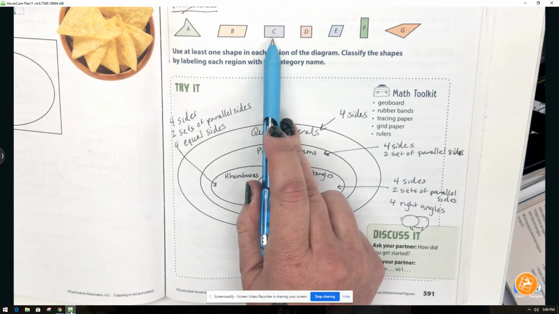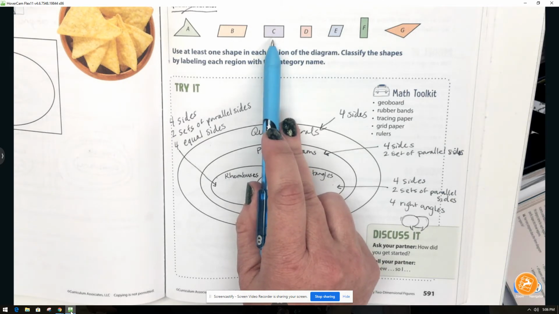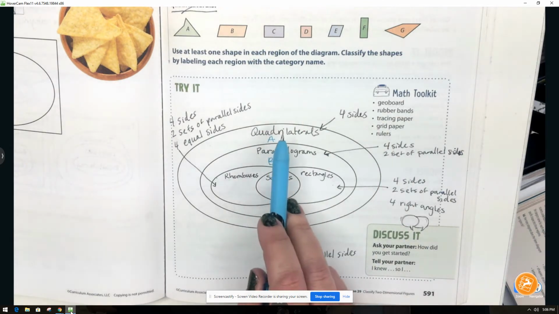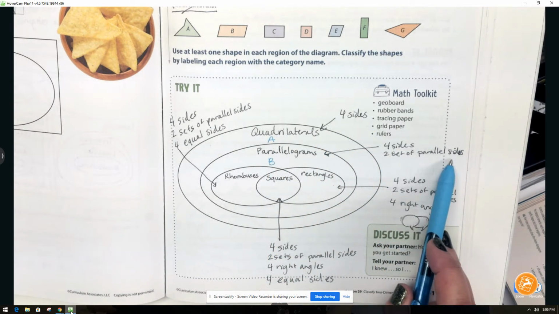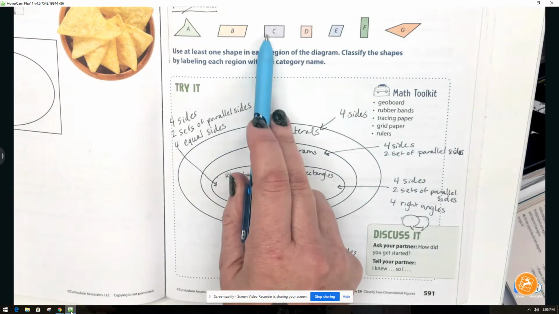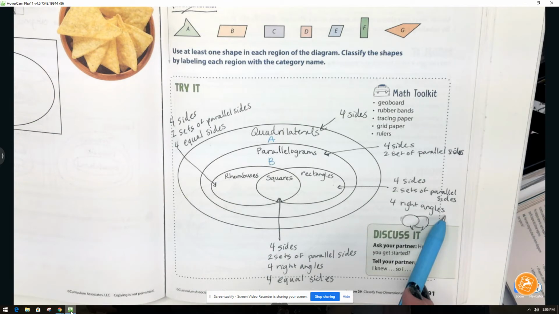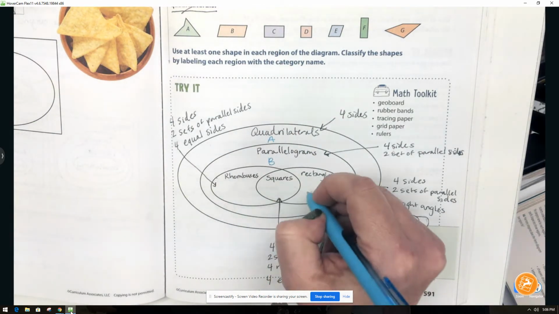Now we look at shape C. Most of you could probably recognize what shape C is right off the bat, but let's look at the attributes. We see that it has 4 sides. We see that it also has 2 sets of parallel sides. Are all the sides equal? No, they are not. Does it have 4 right angles? Yes, it does. So we know that it must be a rectangle.